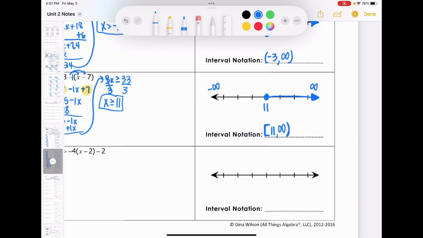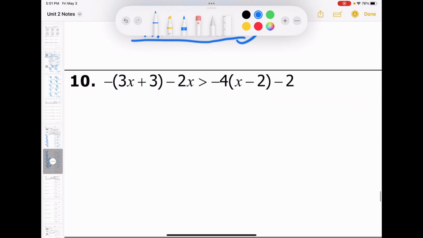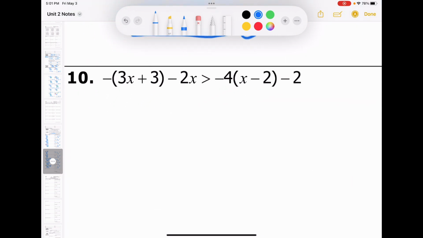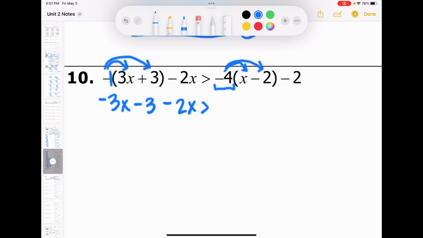All right, and then the last one, number 10. Again, we have parentheses on both sides that we need to get rid of. So this parentheses has a -1 in front of it. So I'm going to distribute that out using multiplication. So that would be -3x minus 3. And then on the other side, I have a -4 that I need to distribute inside the parentheses, and that's using multiplication. So that gives me -4x plus 8.